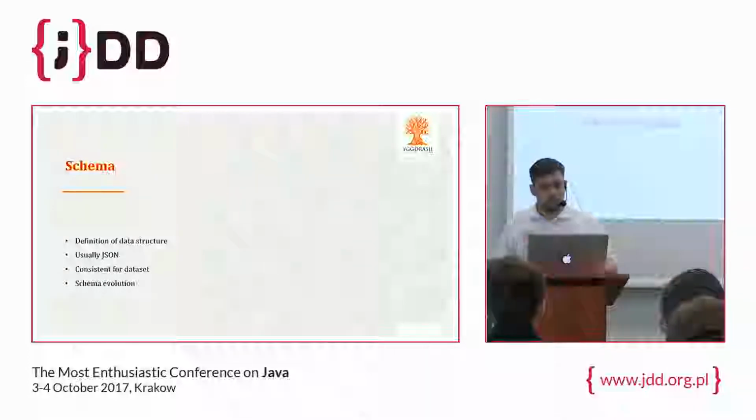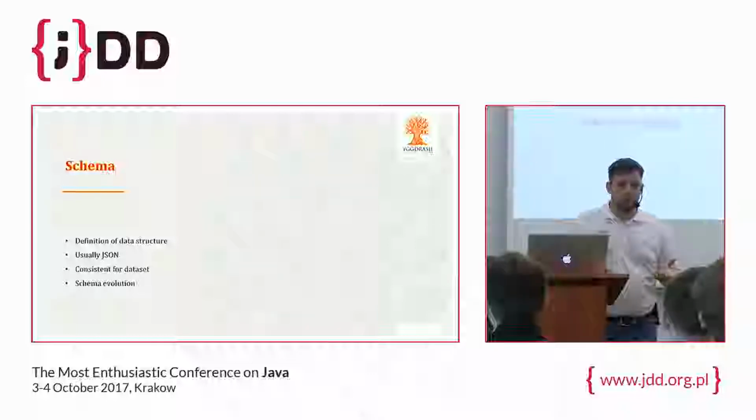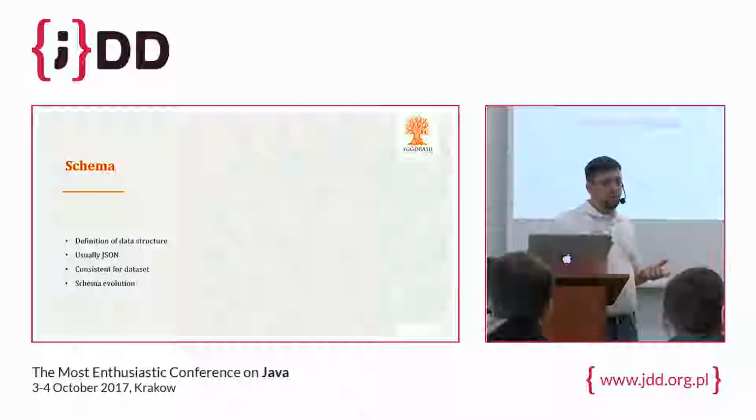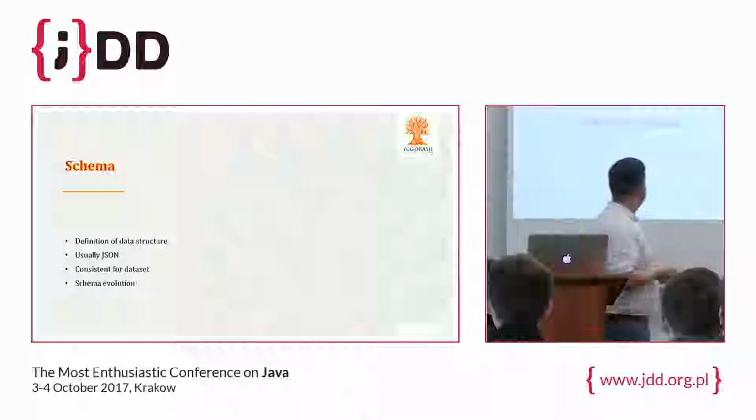Schema. To talk about all the memory layouts and storage layouts, we need to define the schema. What is our data structure? Usually it is JSON. Who likes JSON? Can you raise your hand? OK, that's good, because it will not be JSON in our case.